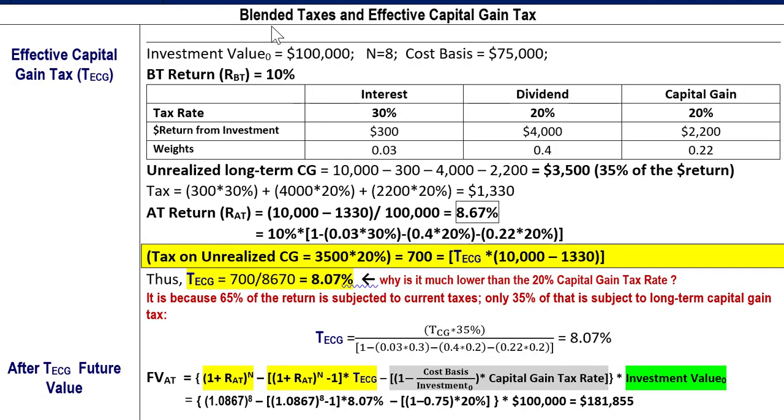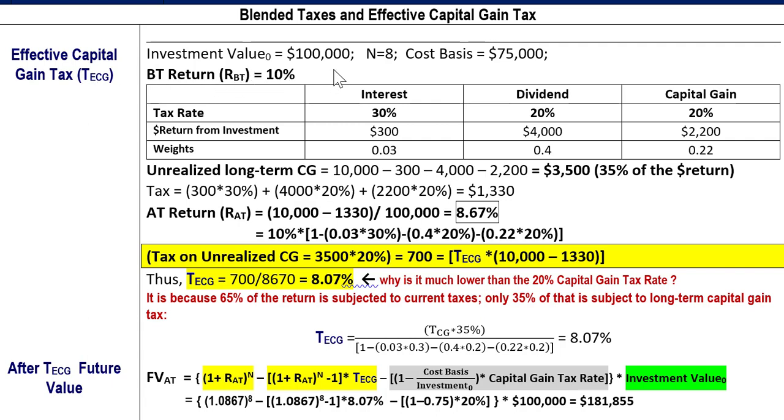In this reading, there's a very important and difficult knowledge point here. We need to pay a lot of attention to that. It is about the effective capital gain tax and the blended tax rate. Now, let's see what that is. How do we calculate the effective capital gain tax rate?